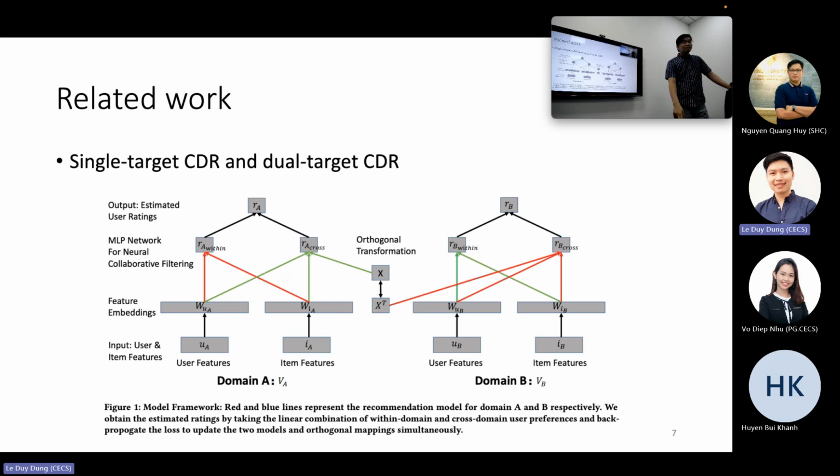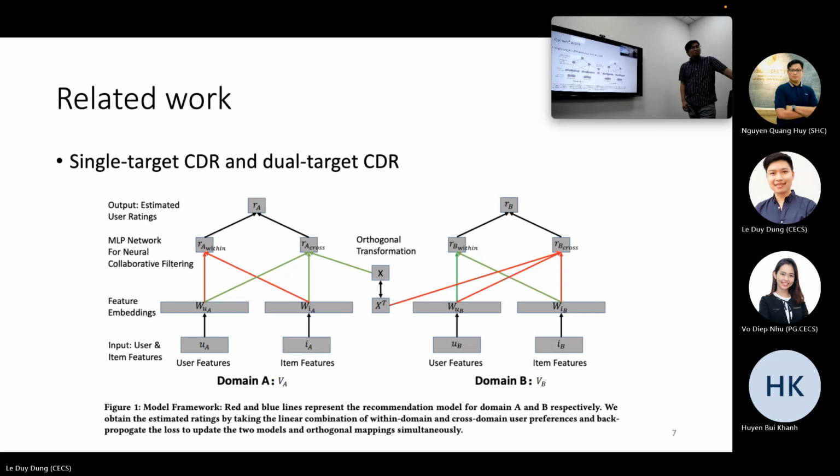I think it's like the shared information. Yeah, but then they just concat the X with the user embedding and item embedding and fit that into the MLP as well. So I guess your question is, how do you compute the rating A cross and B cross given the feature embeddings and the X?